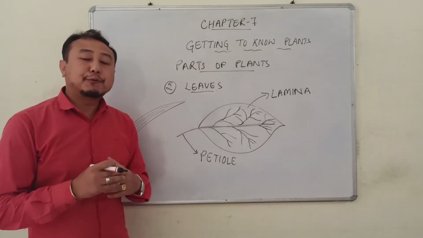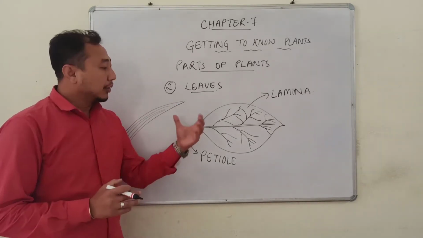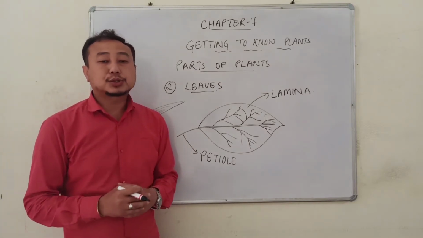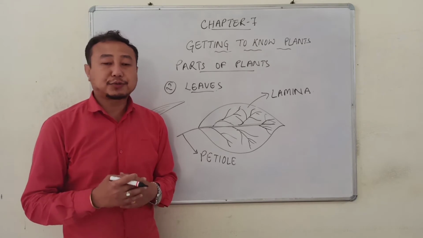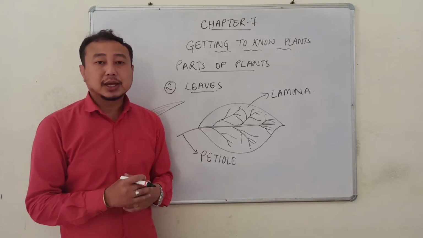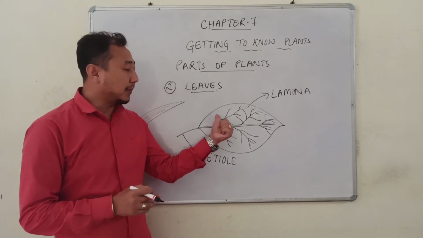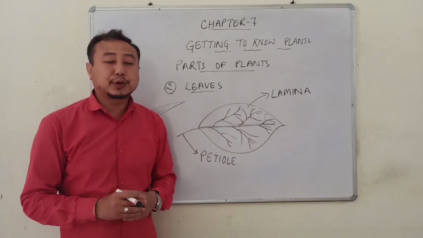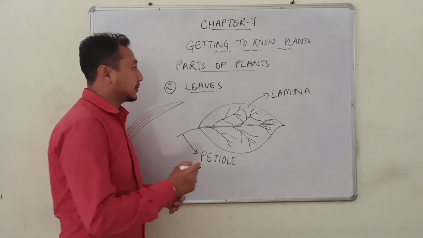The leaves perform a very important function for the plant. They trap the sunlight obtained from the sun, carbon dioxide from the atmosphere, and water from the soil that is taken up by the roots. In the presence of the green color pigment that is present on the leaf, known as chlorophyll, they perform a very important process known as photosynthesis.